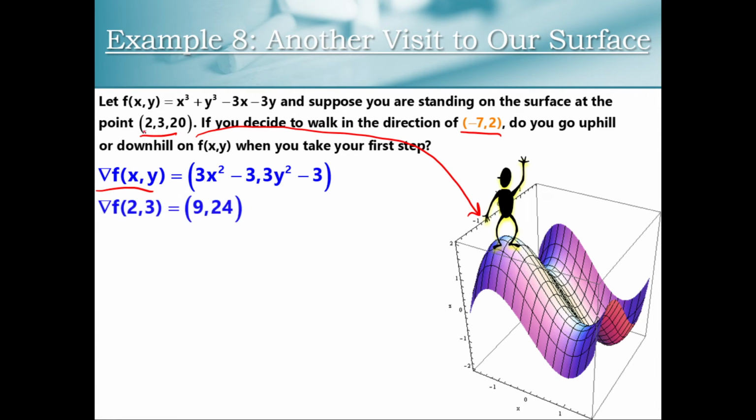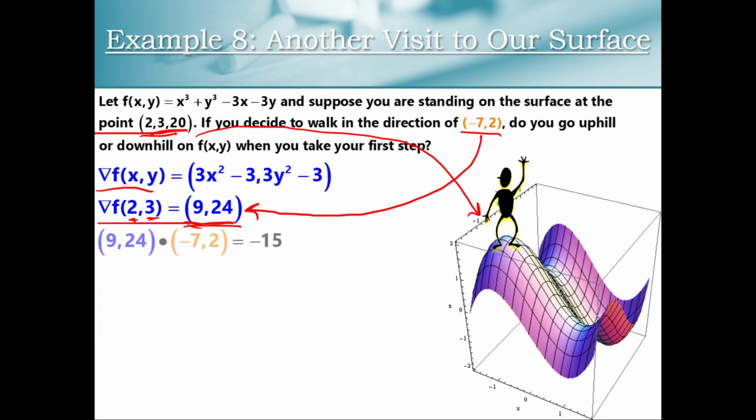Now I'm standing at the point 2, 3, 20, so I'm going to replace the x's with 2's and the y's with 3's, and I get the gradient vector at this particular point is 9, 24. This is my compass reading that tells me the direction of greatest initial increase on my surface. So if I could figure out if -7, 2 is with or against that compass reading, I'll know if I'm walking uphill or downhill. And this is the same concept as the chain rule. We're going to use the dot product to do all of the heavy lifting here.